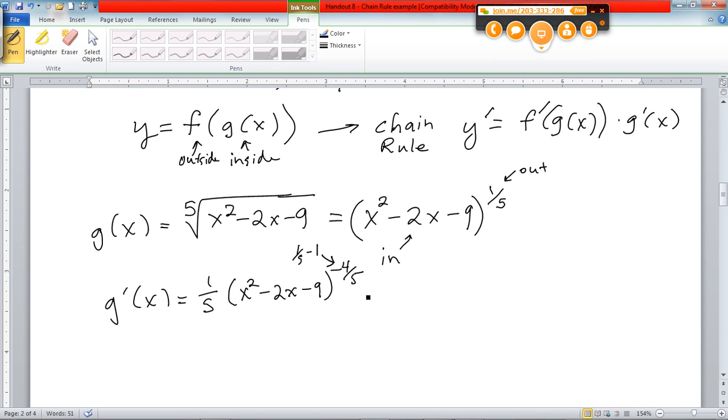But now I have to do this extra step. What else do I have to do? This is just the derivative of the outside. Now I also have to do the inside. What's the derivative of the inside? 2x minus 2. Yeah, the inside is just x squared minus 2x minus 9, so the derivative of the inside is just 2x minus 2. Okay?